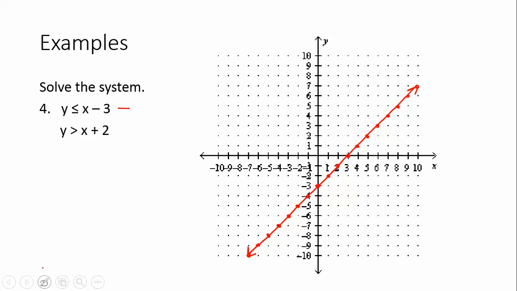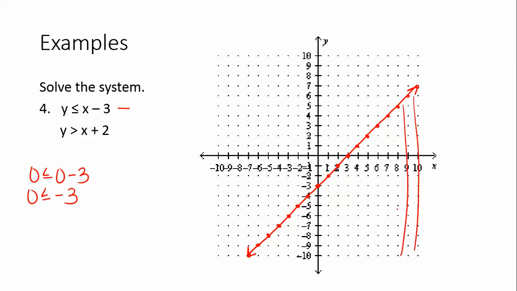And if I pick a test point, if I pick 0, 0, now I can pick 0, 0, my line doesn't go through it. I get 0 is less than or equal to 0 minus 3, or 0 is less than or equal to negative 3. That is not true. So we don't want to shade up here where 0, 0 is, we want to shade down below.